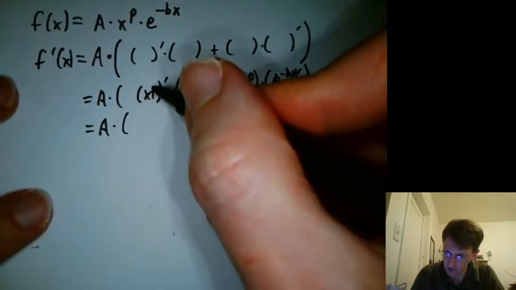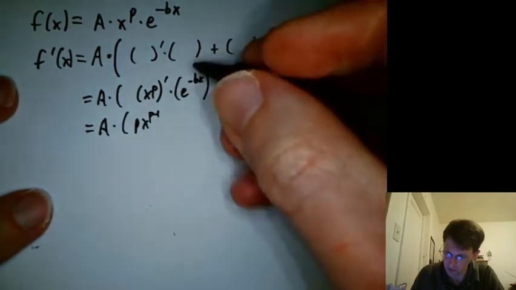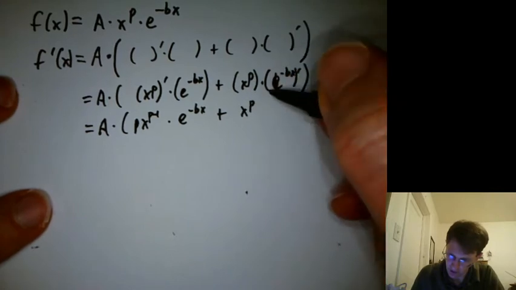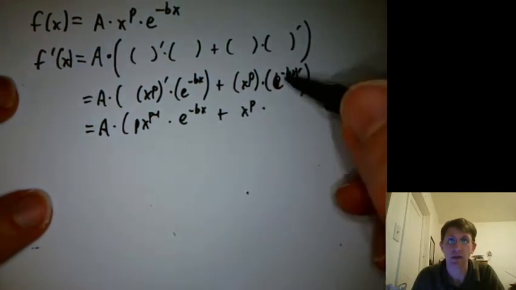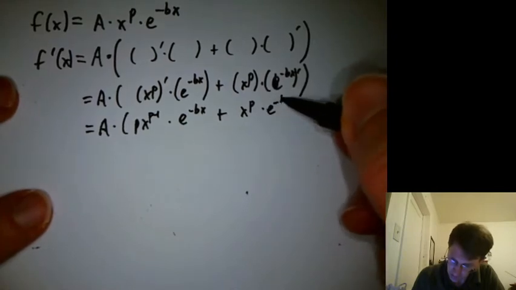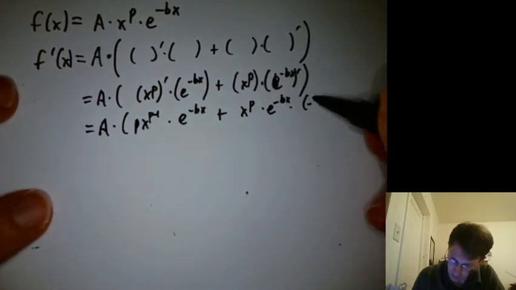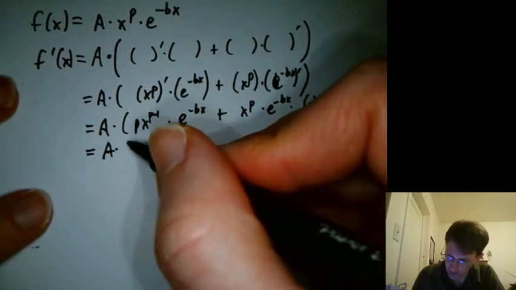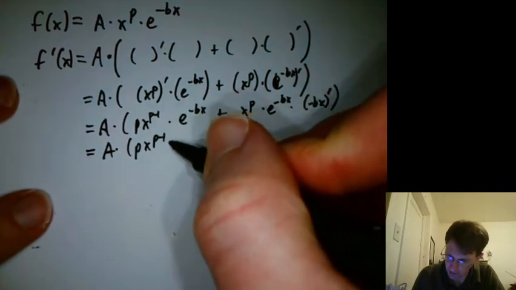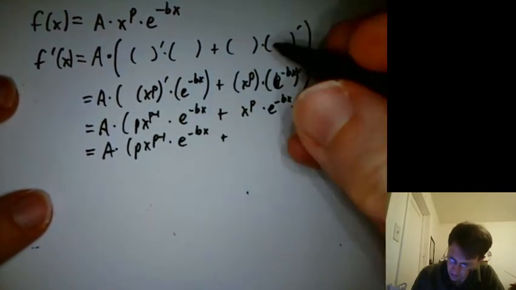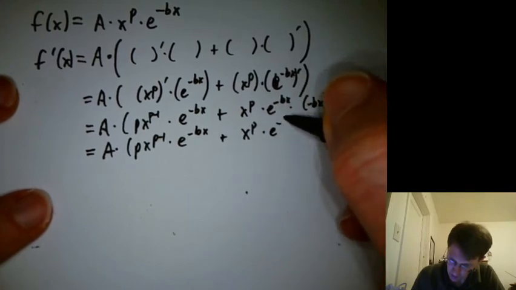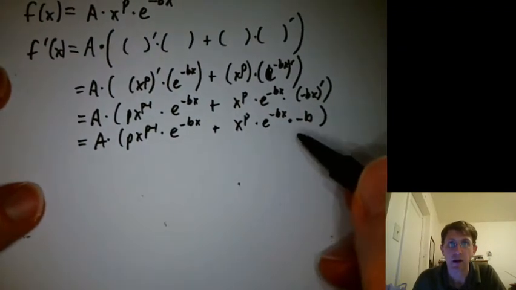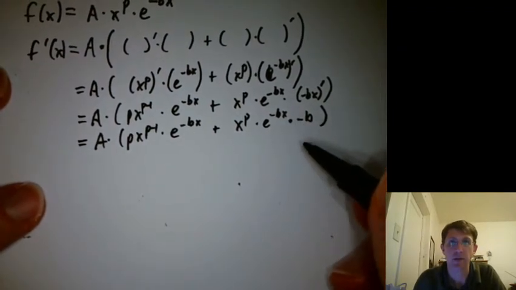And we get p x to the p minus 1 e to the minus bx plus x to the p, and then what's the derivative of e to the minus bx? Well, derivative of e to the stuff is e to the stuff times the derivative of the stuff, so minus bx prime. So a times p x to the p minus 1 e to the minus bx plus x to the p e to the minus bx times negative b. And remember, I have to have that times there, otherwise it looks like I'm subtracting the b.